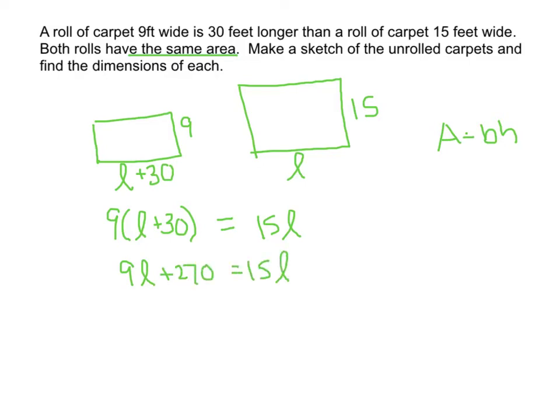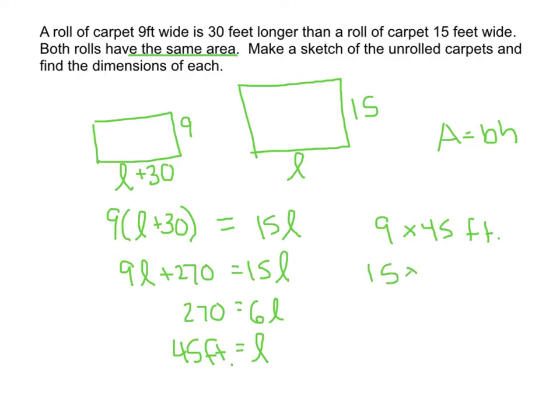Isolate your variable and you're going to get 270 is equal to 6L. So length will equal 45 feet. Now the question is asking for the dimensions of each. So you would say the first carpet would be 9 by 45 feet, and the second carpet would be 15 by, oh sorry, messed that up.